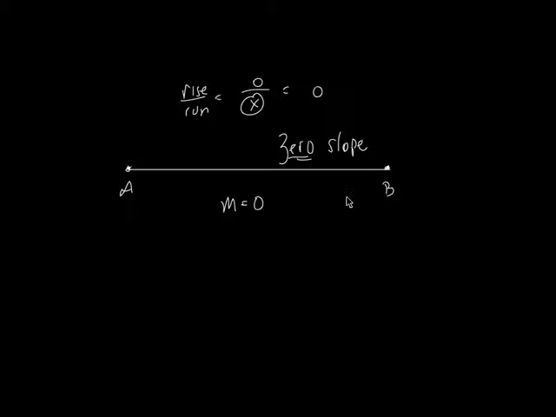This is 0 slope. So a horizontal line has a 0 slope. You can just look at it. If it's horizontal, it's 0 because the rise would always be 0, and the run doesn't matter what it is. Doesn't matter if you're going to the left or to the right. 0 over anything is equal to 0. So that's a 0 slope.